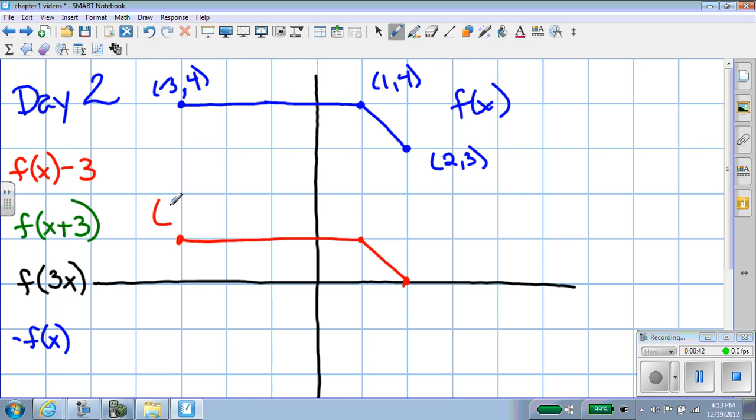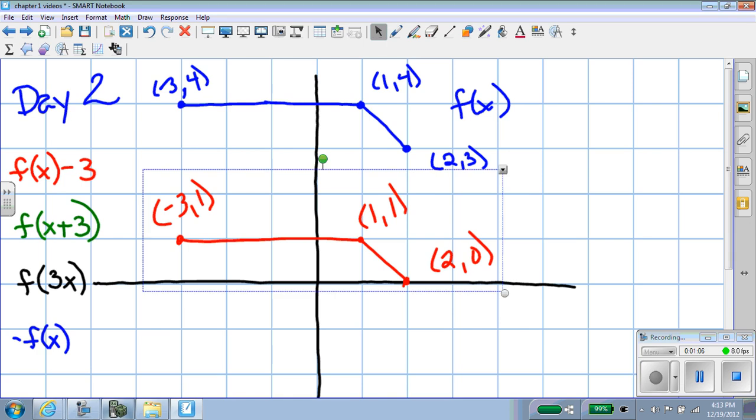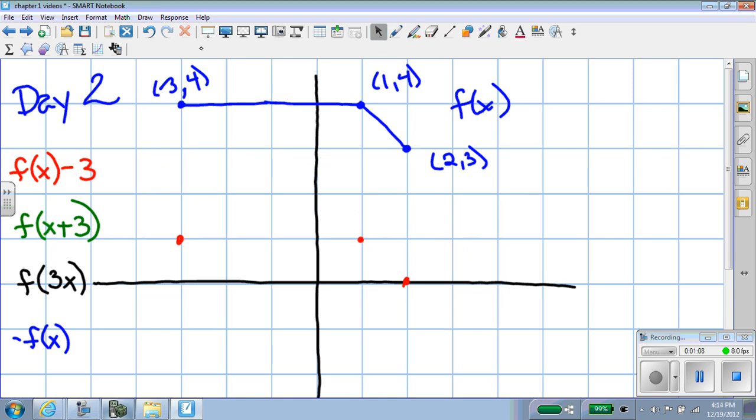That would make this point -3, 1, this point 1, 1, and this point 2, 0. Notice the x coordinates did not change, but the y coordinates are each 3 less. Let's get rid of this. I'll leave the dots there just for fun.